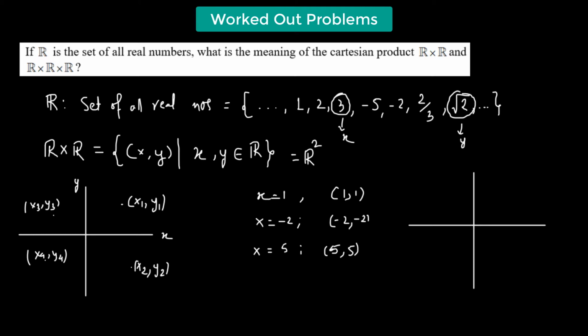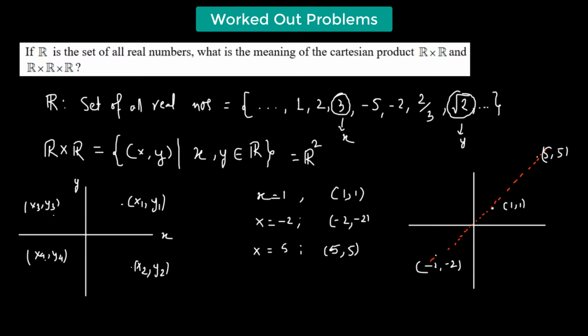That would mean that we are picking up the values. So this is 1 comma 1. Another one will be negative 2, negative 2. And another point will be 5 comma 5. So if we draw a straight line, the line is going to pass through these points and through the origin. So when we consider the ordered pair represented by x comma x, it's only going to take care of the points that lie on this straight line passing through the origin.